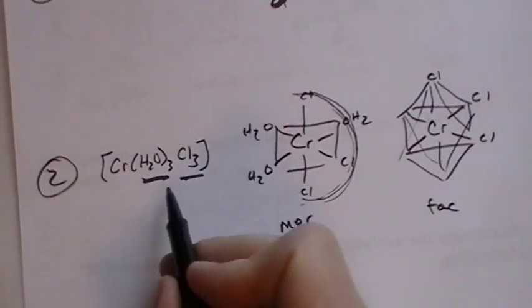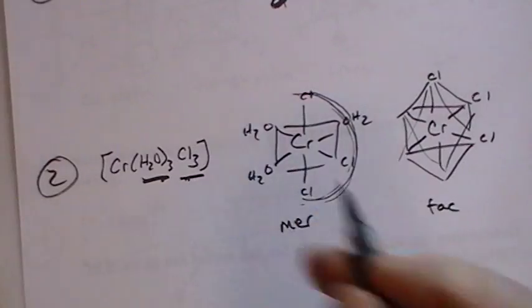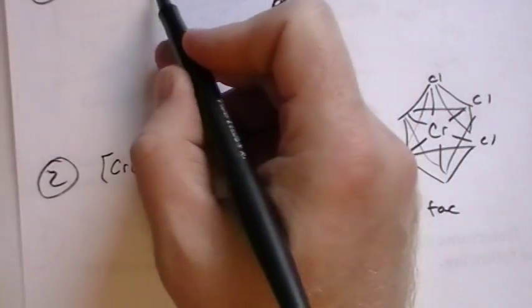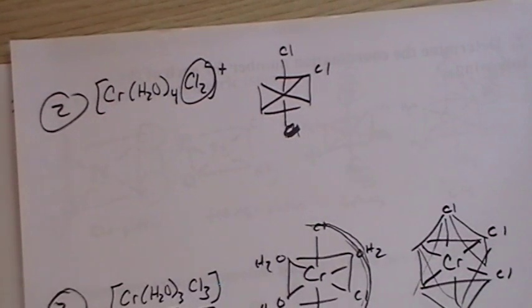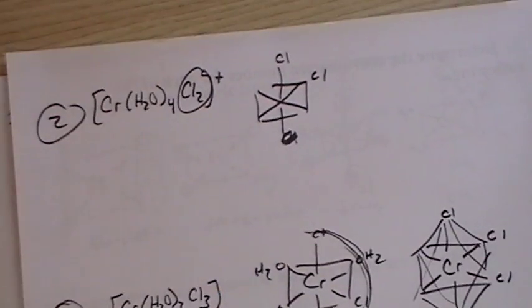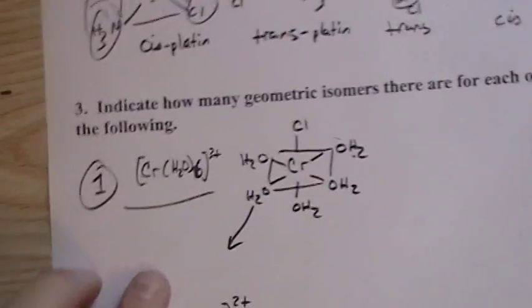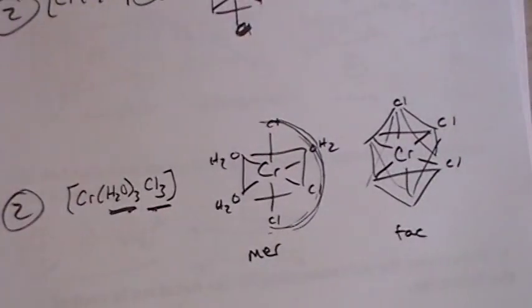Now, if we go to 4 waters and 2 chlorine, then it's the same as 2 chlorine and 4 waters as far as the number of isomers. Definitely different compounds, but there's no reason to go any further. We could just keep adding chlorines until we have 6 chlorines, and we'd be back to the same kind of thing as we had here.